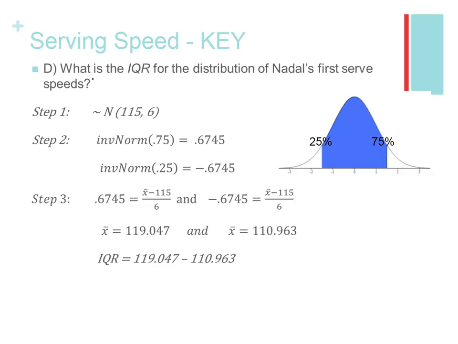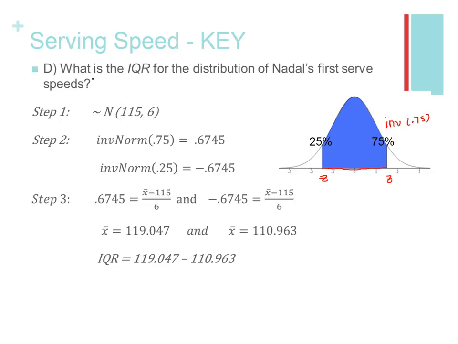Okay, so once again, I would draw it. Remember, your IQR is between 25 and 75%. Draw that, okay? Now, here's what we're doing. We're finding the inverse norm, so I have to find out what this z-score is and what this z-score is. To find this z-score right here, I'm going to do inverse norm of 0.75, because 75% of the area is to the left of that.